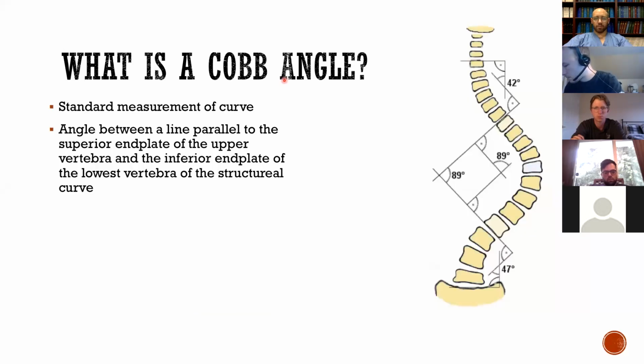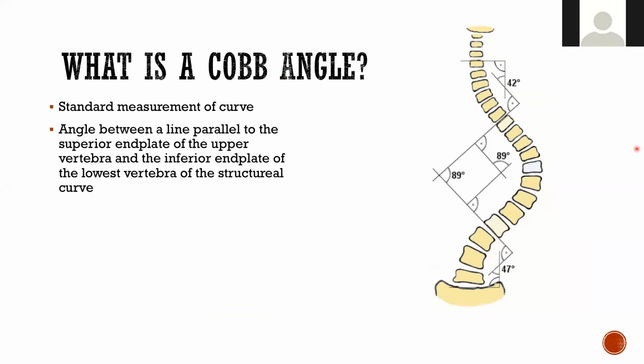Oh shoot, this slide's out in the wrong place. But how do we measure a curve? We measure it by measuring something called the Cobb angle. And this is basically finding the angle between a line that is parallel to the superior end plate. So this is the superior end plate here. And you draw a line that's parallel to that of the upper vertebra, which is part of the curve, the most deformed of the curve. You draw a line there, then you draw a line from the lower vertebra, which is most deformed of that curve, and you find the angle between them. Okay.